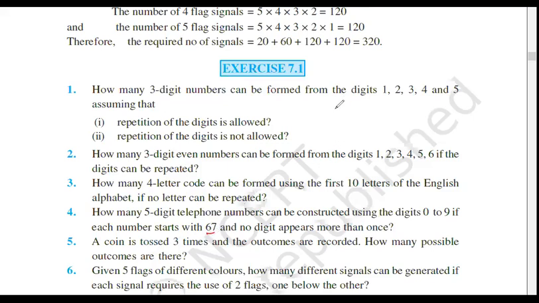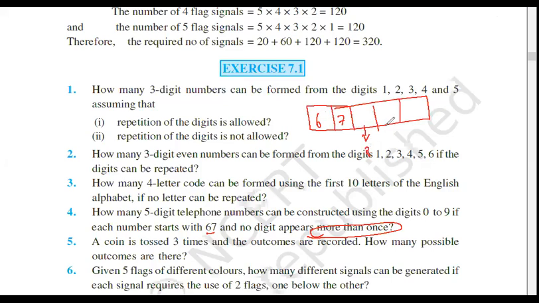Now it is said that each number starts with 67. 5-digit number, right? This and this is fixed. 67 is fixed, right? Now tell me, for phone number, repetition can be allowed or not? Here it is said that it cannot appear more than once, right? And 2 is already used. So for this, how many options? Tell me.